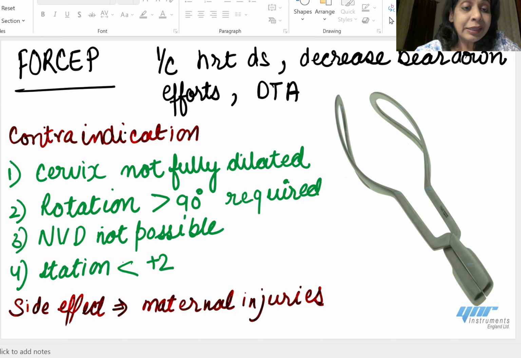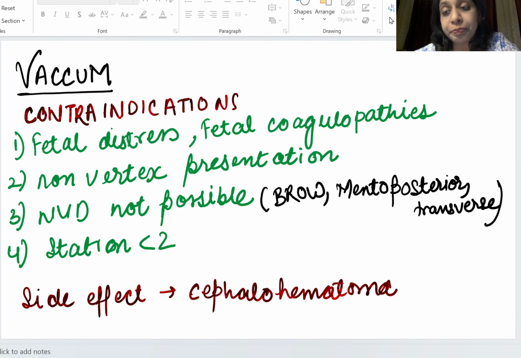The forceps applied at station +2 or more are known as outlet forceps, and the name is Wrigley's forceps. This is the image of that forceps. As I already told you, the station is at +2 or more, like +3 and so on. So it has a very short shaft, the part with which we hold the forceps. The shaft is very small because the fetus is at +2, so there is no need to insert it deep. That is why the shaft is very short. Now let's study vacuum.